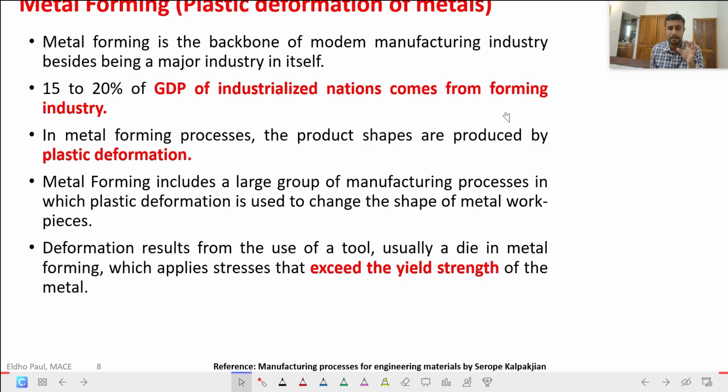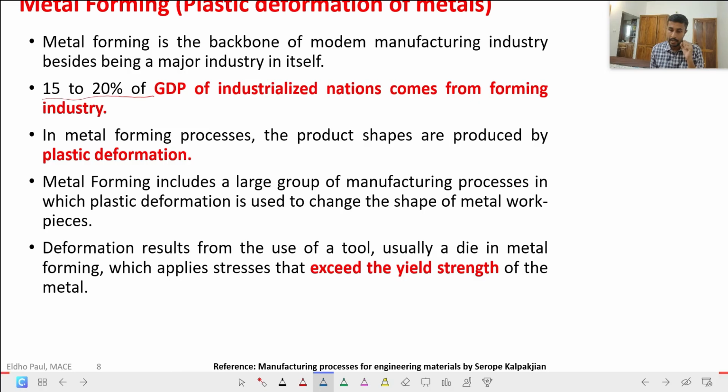What is the main importance of the metal forming operations? Metal forming is the backbone of the modern manufacturing industry, besides being a major industry in itself. This is a very huge industry nowadays for producing different products. Around 15 to 20% of the GDP of the industrialized nations comes from the forming industry. So that is the importance of metal forming.